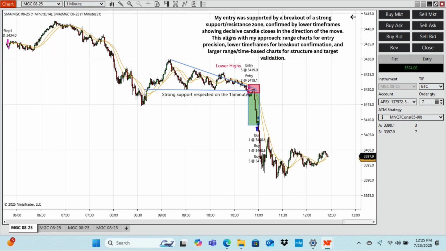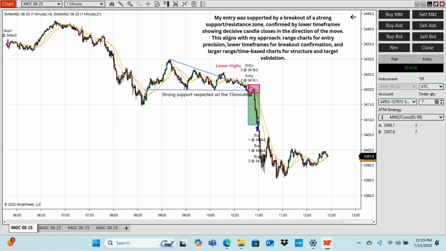My entry was supported by a breakout of a strong support, resistance zone, confirmed by lower timeframes showing decisive candle closes in the direction of the move. This aligns with my approach: range charts for entry precision, lower timeframes for breakout confirmation, and larger range, time-based charts for structure and target validation.